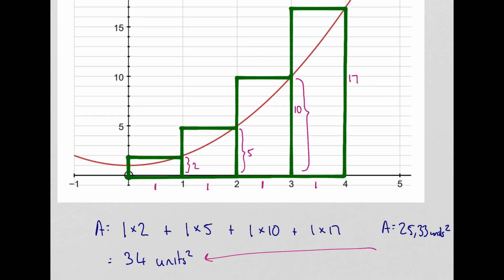Okay, that's because our calculations here included these triangles, or kind of triangles, that are above the curve. So we need to work out a way to eliminate those triangles. The more we can eliminate those triangles, the closer we'll get to our desired answer of 25,33. Remember, our first attempt was 34. We want to get closer to 25.